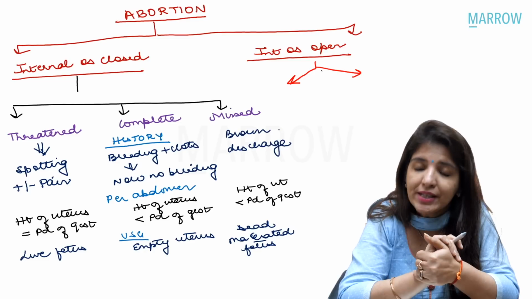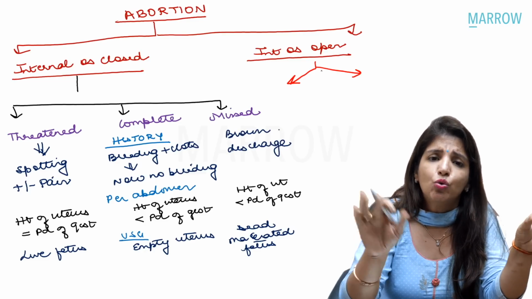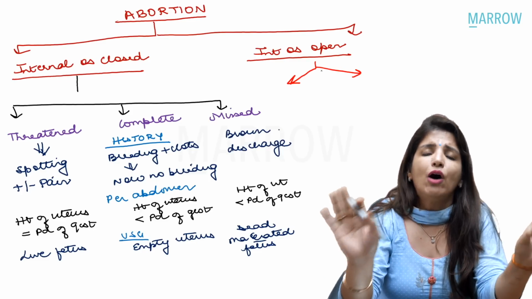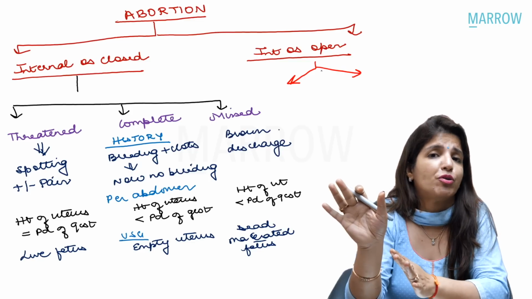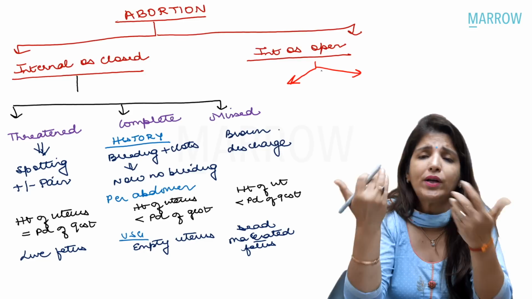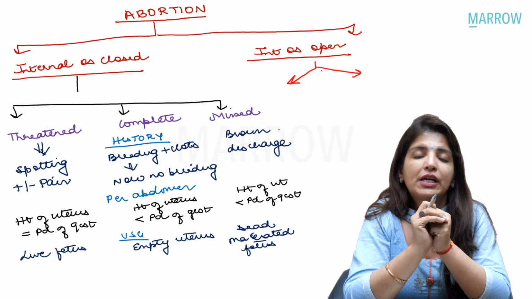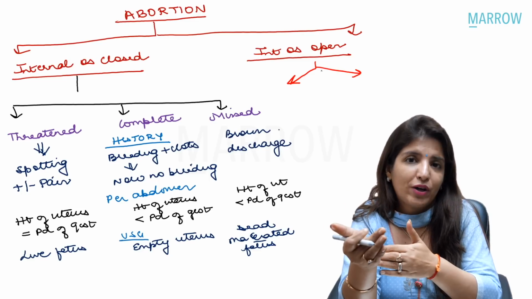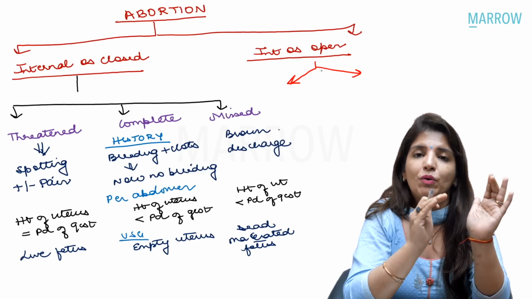then that's a threatened abortion, right? Complete abortion means the entire process of abortion, including the fetal parts, are all out, and now the internal os is closed. The entire process of abortion is complete on its own without any interference by the obstetrician. Right? Missed abortion means that the fetus is dead inside the mother's uterus, but the mother is not aware of the fact. So in all these 3 cases, the internal os will be closed.